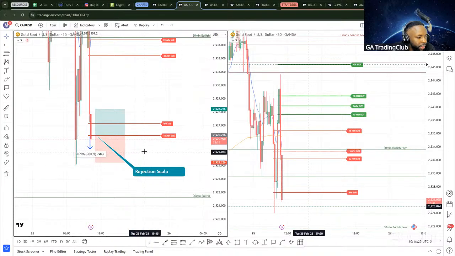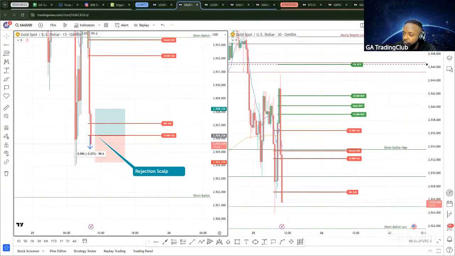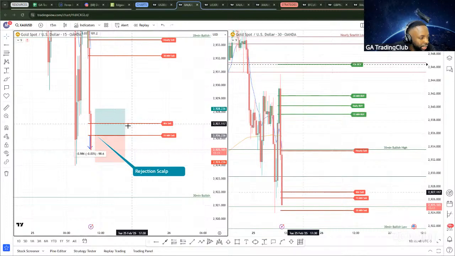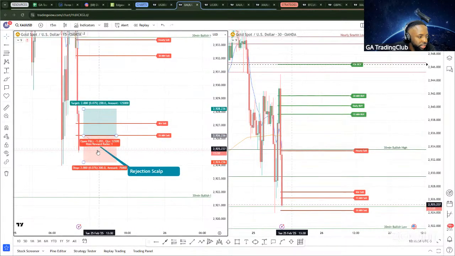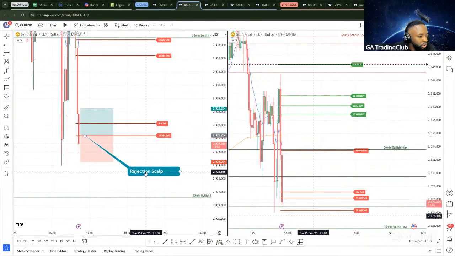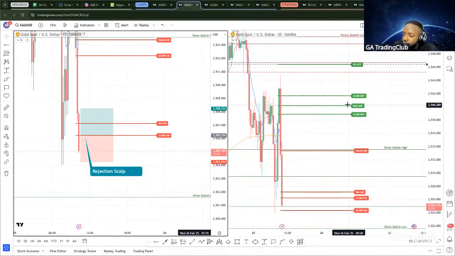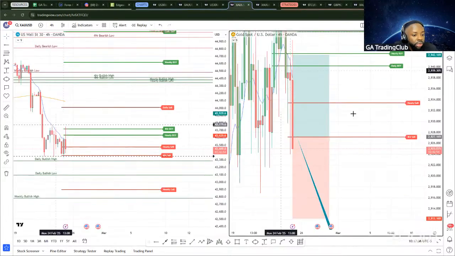All right, so keep in mind this is a rejection scalp on gold. And for the rejection scalps, I am not counting them as official trades. These are just things we are forward testing. So I have set a pending buy stop on gold here, just to see how these rejection scalps will go. And I am in gold here on the 4-hour trade.